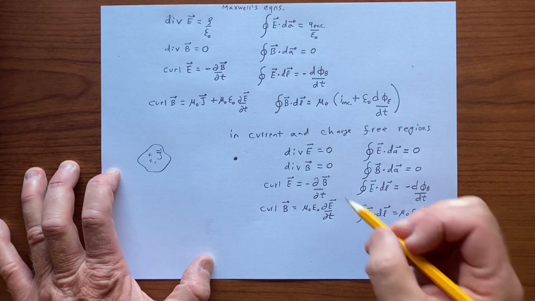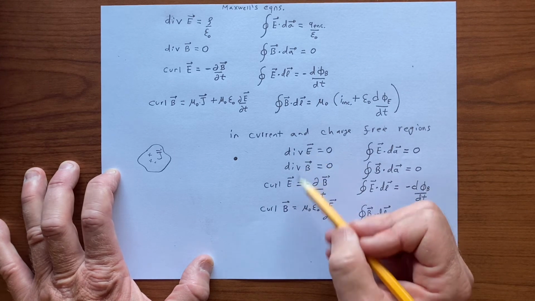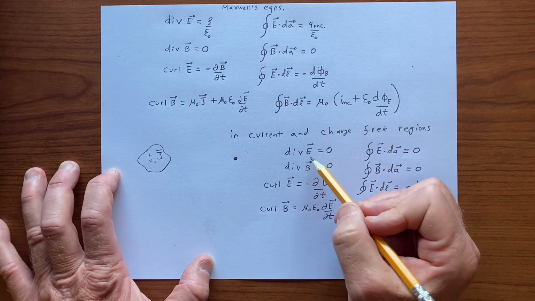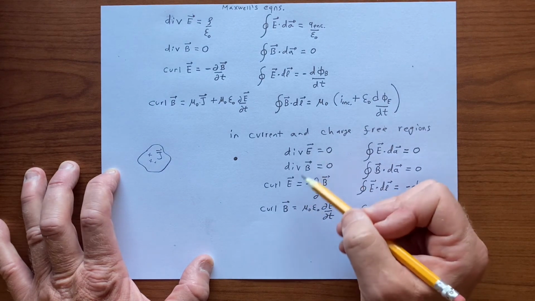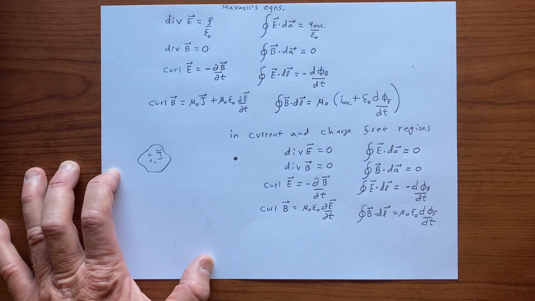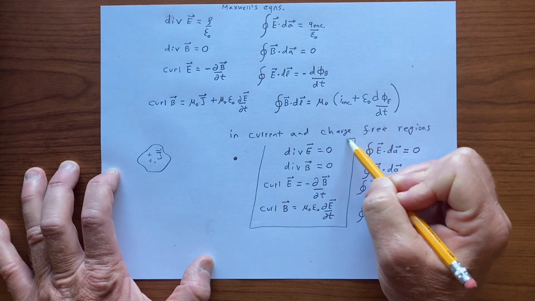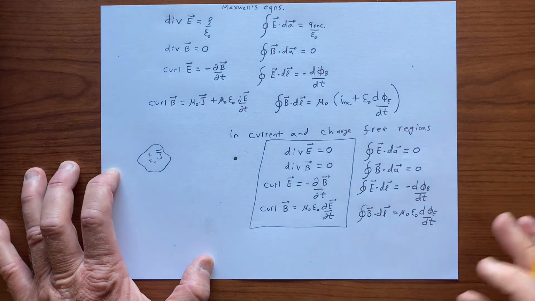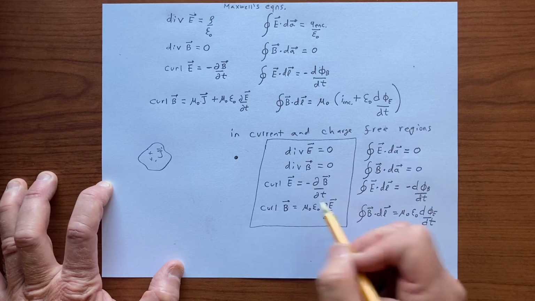And so what you notice is that the divergence and curl equations for the two fields, for the electric field here and here, and for the magnetic field here and here, they look a lot more like each other. And in fact, the differential version of the equations display this symmetry more directly.